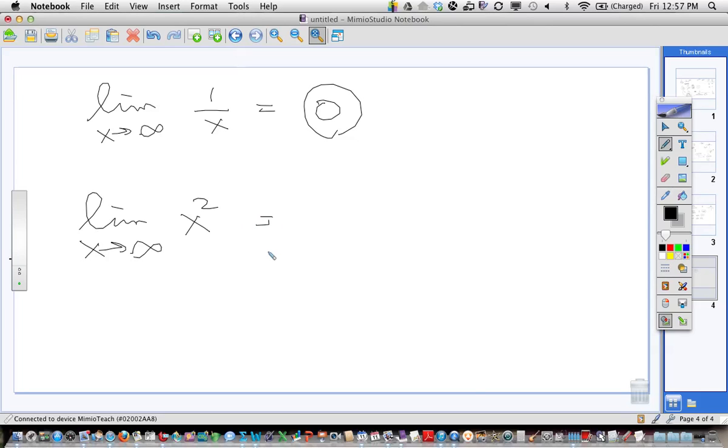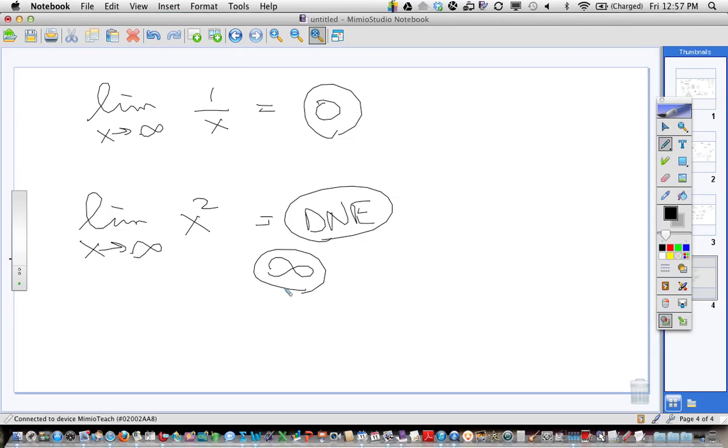Okay? This one, but what else? I want to see "does not exist." I mean, that's part of it. It doesn't equal a number, right? It does not exist. And then what else could you put with it? Infinity. Where as x gets really big, x squared is going to infinity.